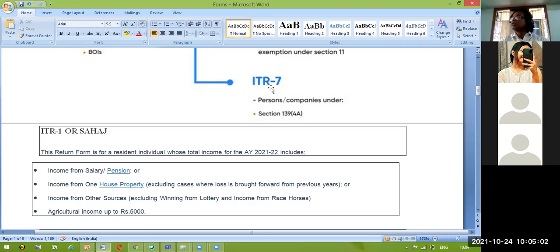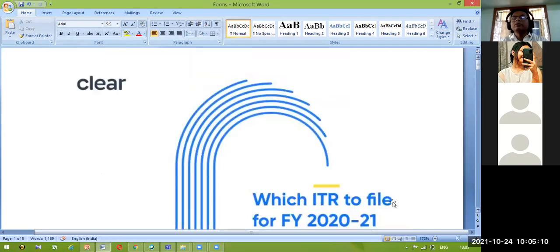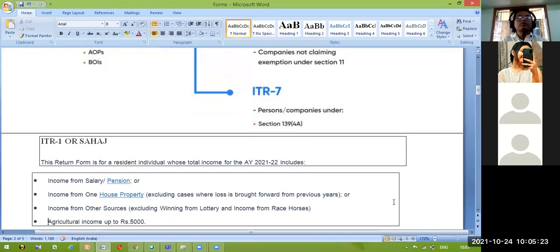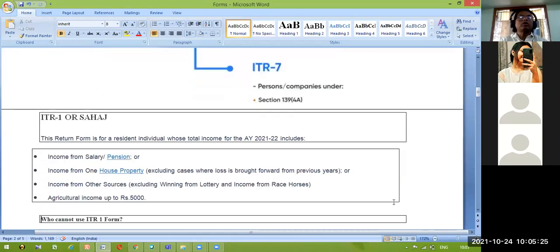So I gave you earlier this picture and I explained it in the earlier video, videos 1 to 7, very briefly. Now I'll go for a little bit of elaboration of all these 7 forms before we go for online. So Sahaj, I told you about Sahaj, and Sahaj means easy actually.